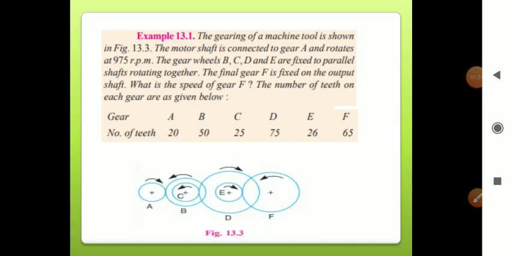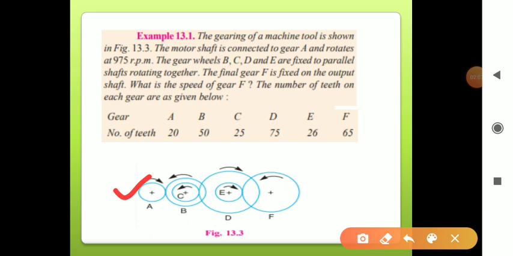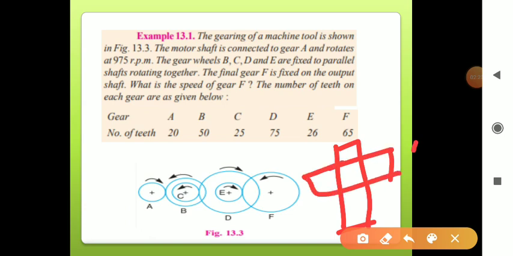So see here, this is a pictorial presentation of this gear train. These are the pitch circles. This gear A meshes with this gear B. Gear B and gear C are mounted on the same shaft. Suppose I draw here a shaft. On this shaft gear B will be mounted here and gear C will be mounted here. That means on the same shaft, two gears will be there.